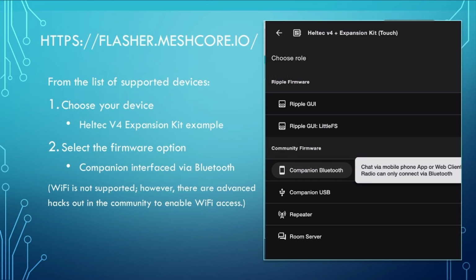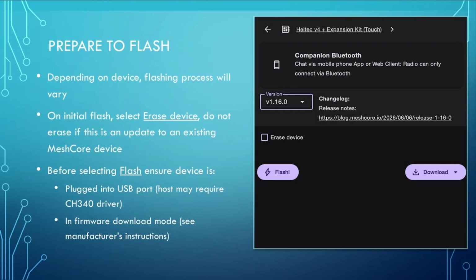If you install the Bluetooth firmware, you're not going to be able to connect to it with USB. So think wisely. The repeater and room server are there to download. Having said that, I've selected the companion Bluetooth mode. They're up to version 117 now, I believe.